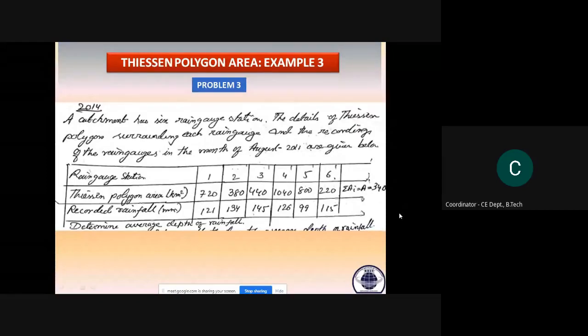Okay, leave it. The method is that one. Okay, procedure is that one. Understood? There might be some mistake in my calculations also. Okay, so procedure is the main thing.